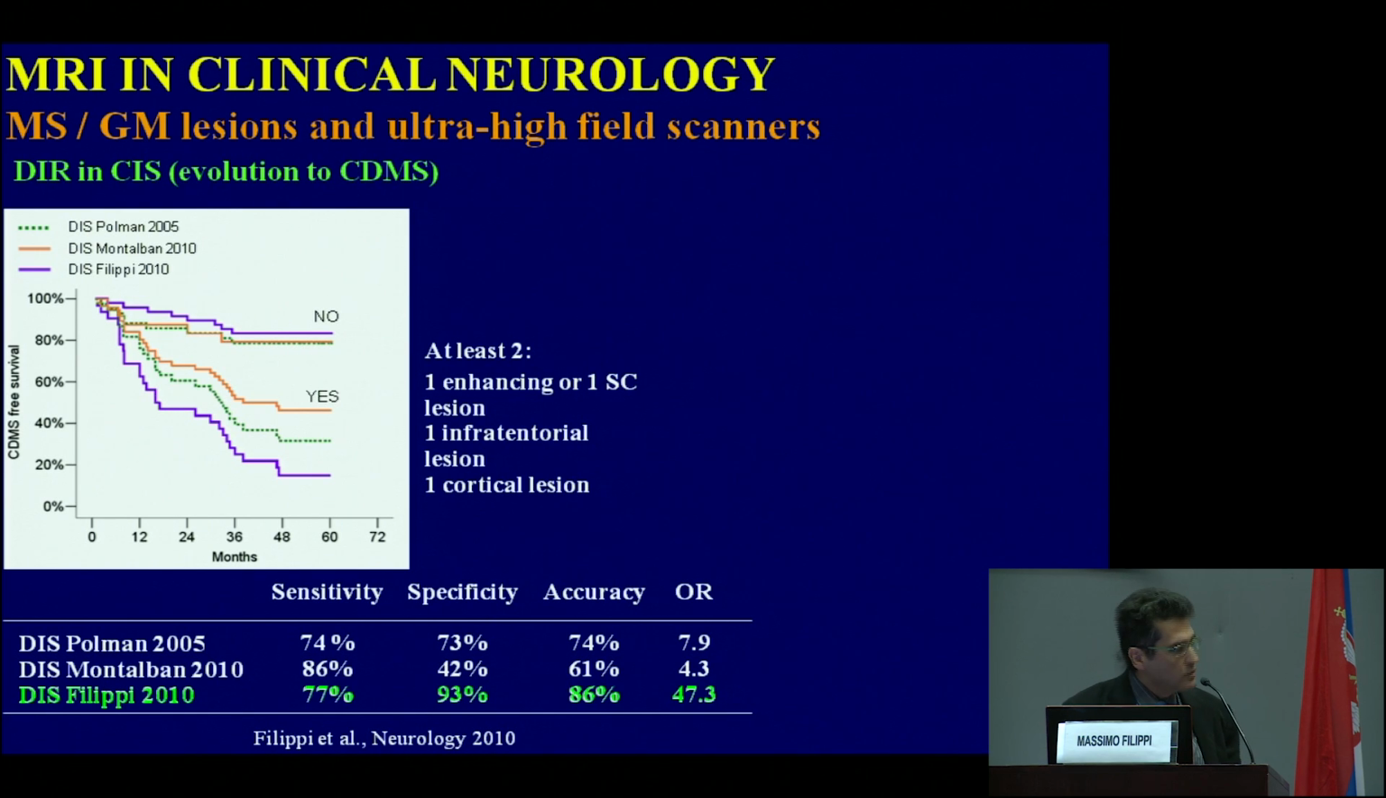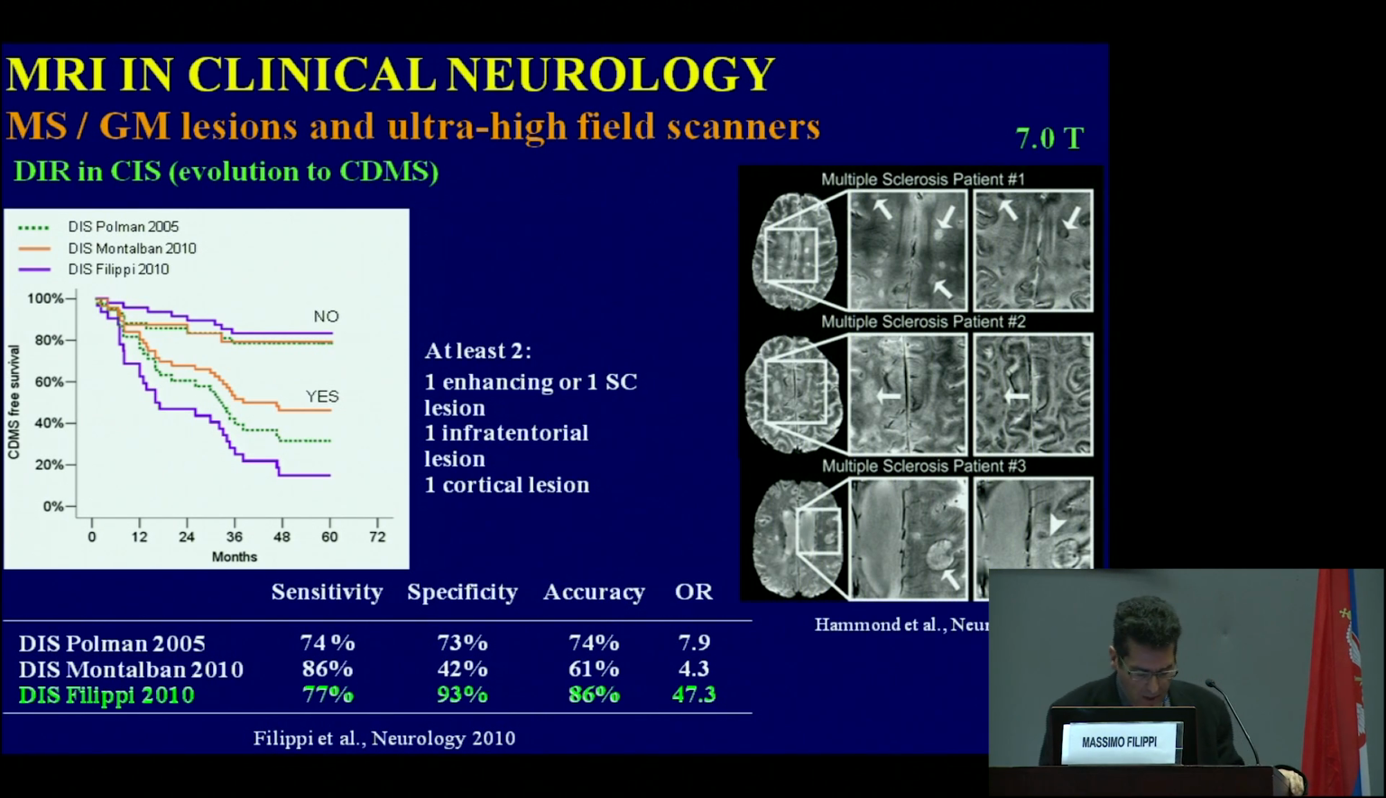And this is mainly due to the fact that you increase specificity, which means that if a patient starting with CIS, suggestive of MS, has already a cortical lesion, this is highly predictive that he or she has really MS. Because usually cortical lesions form late in the course of the disease, so if a cortical lesion is already present at the very beginning, it means that there has been a long subclinical period.